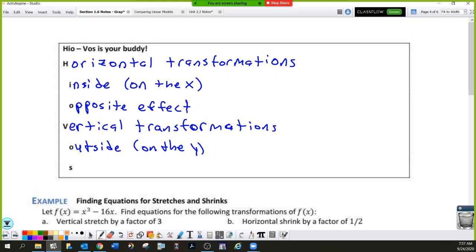Whereas vertical changes happen on the inside, and they have the same effect. And this means the same effect that you would expect they have. This "Heilvoss" thing doesn't really apply to reflections, so just try not to break your brain making those work there. But it works for shifting and stretching and shrinking, which I think is pretty good.